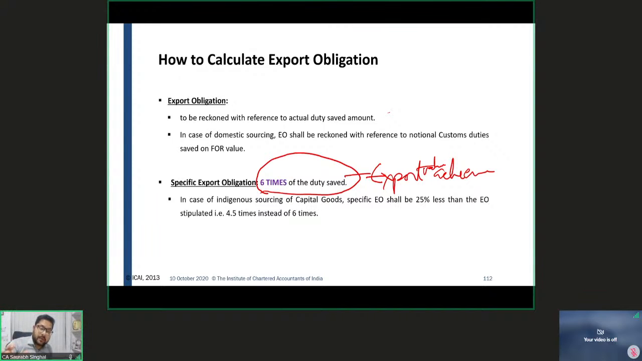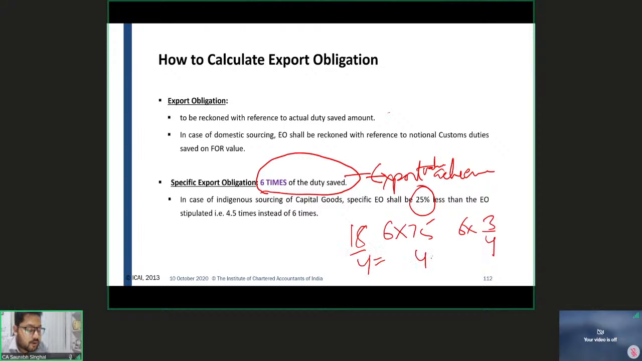In case you are sourcing capital goods not from outside the country but within India, then your export obligation is 75% less. So 6 times into 75%. How much? So 6 into 3 by 4, that is 18 by 4, that is 4.5 times. So if you are indigenously procuring capital goods, you will have to only satisfy 4.5 times the duty saved, promoting domestic procurements.